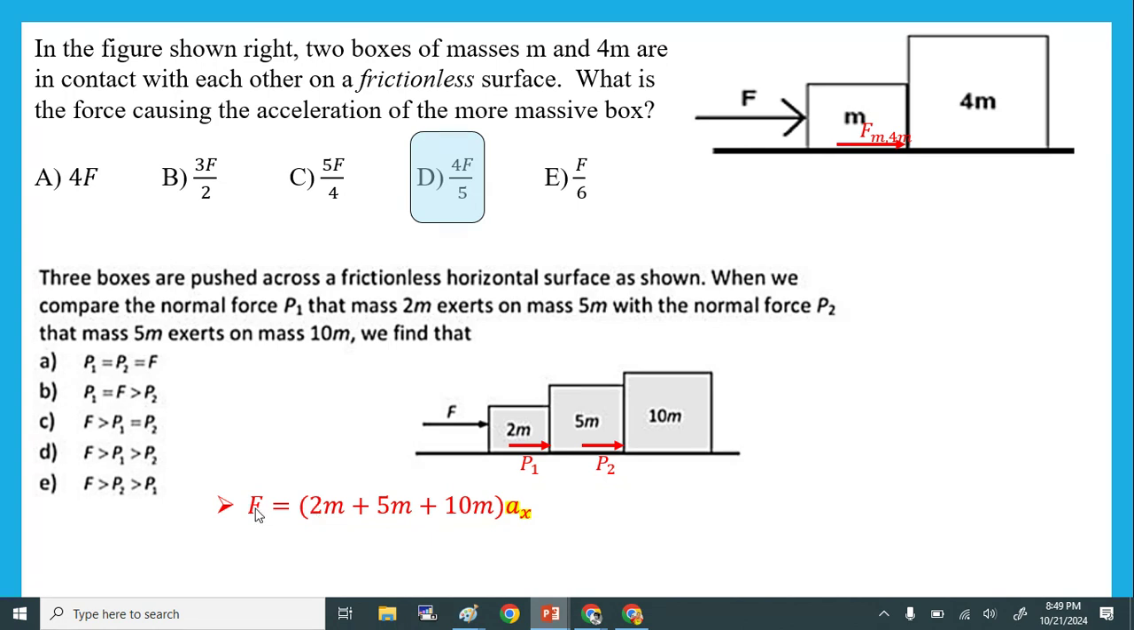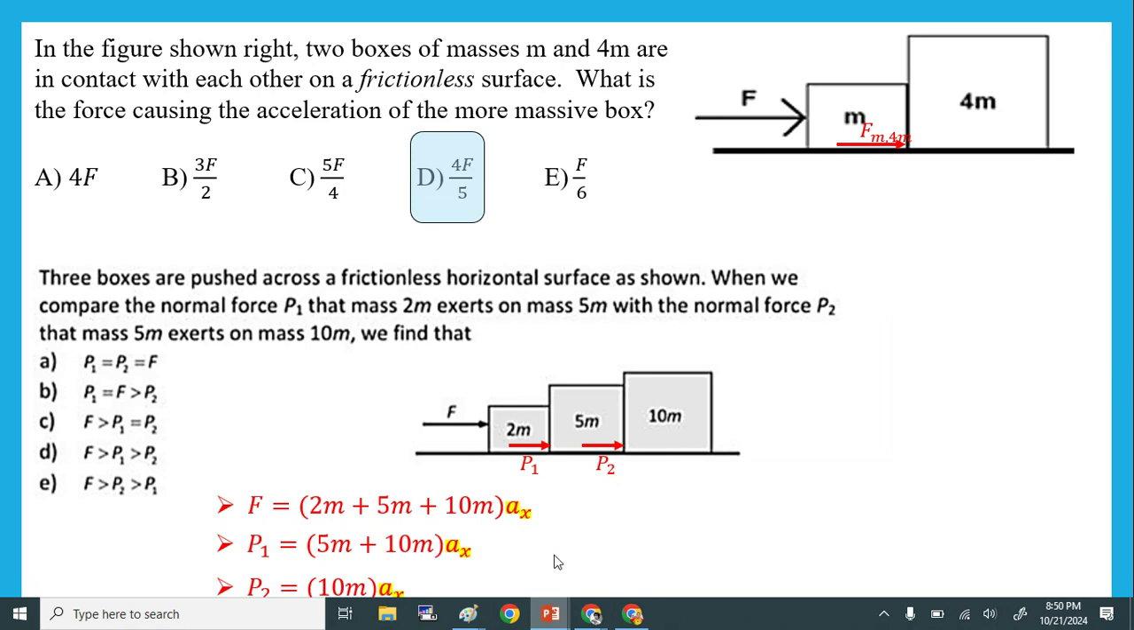So here I have F equals ma. What force? The F. What mass? The total mass, because it's pushing the entire system. So I have 2m plus 5m plus 10m times the acceleration. I don't know what the acceleration is, and I don't really care because it's more of a conceptual question. For P1, though, P1 is only pushing 5m and 10m. So in my second statement, I have P1 equal to 5m plus 10m times ax. Last but not least, I have P2, but P2 is only pushing the 10m, so P2 is equal to 10m times ax.